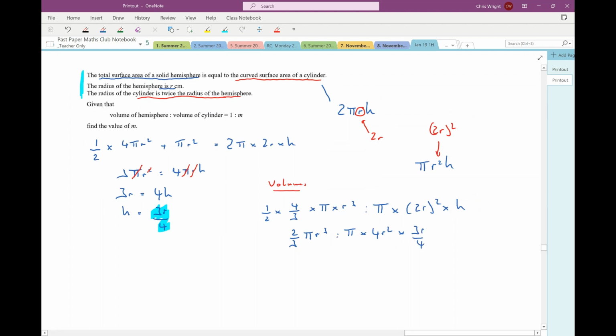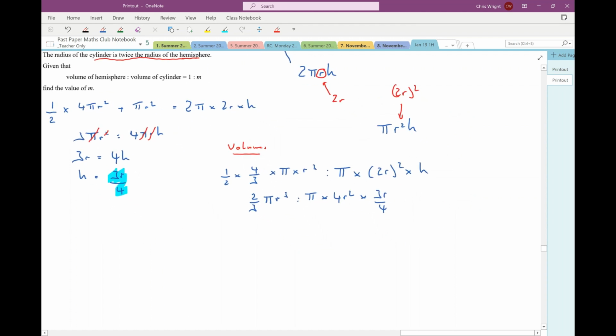Okay, now I think I can do some more simplifying here. Let's have a look. Well, on the right-hand side, those 4's can go. Okay, so now I can divide both sides by pi. That's easy enough to see. Let's see what I've got now. 2/3 r cubed, and on the right, I've got 3r cubed. Okay, well, let's divide both sides by r cubed. So now I've got 2/3 to 3.